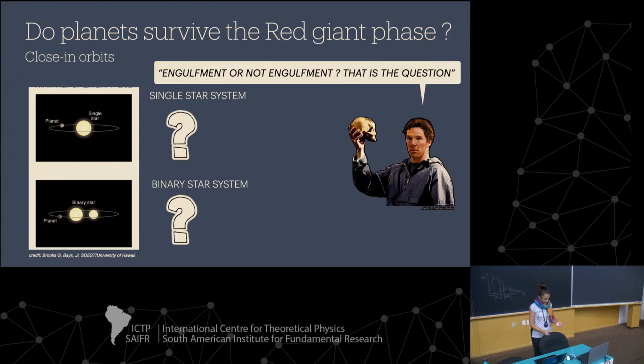Okay, so do planets survive the red giant phase? You have the two options, the single star system and the binary star system. Now, I really want to pick your brain here. So tell me what you think about it. We just need to answer the question. I mean, it's fine.